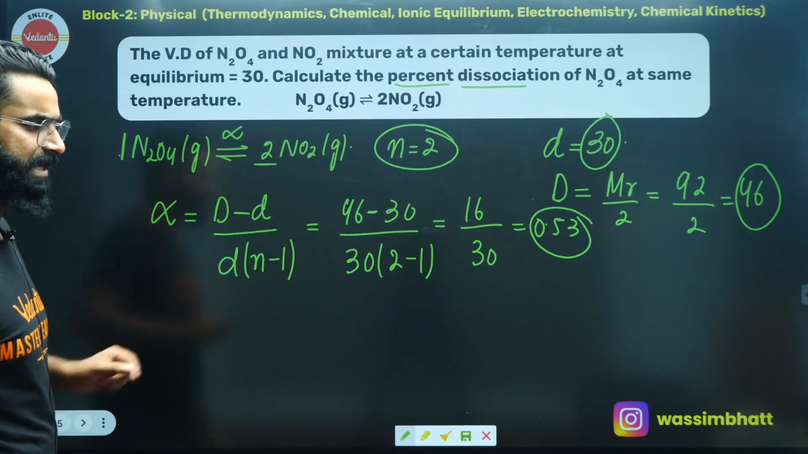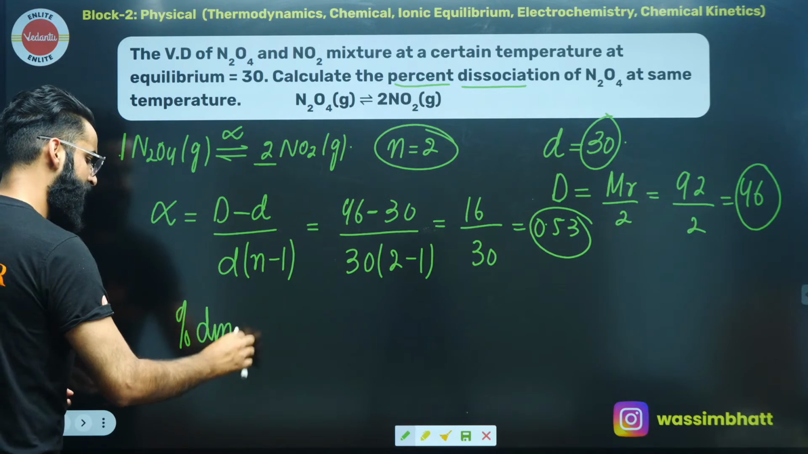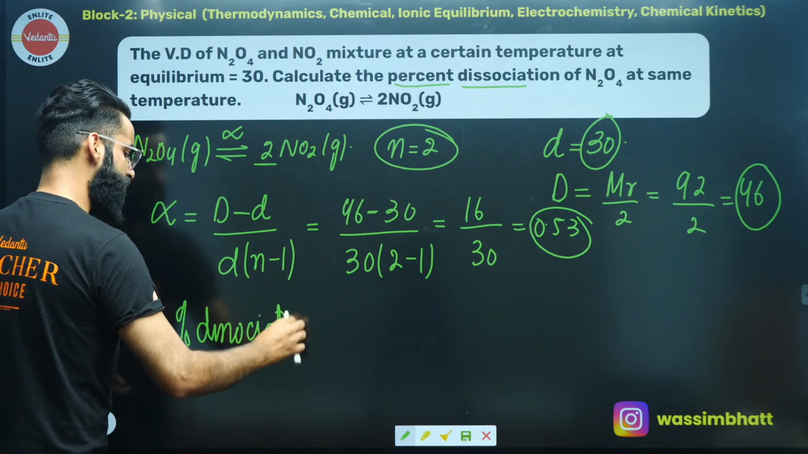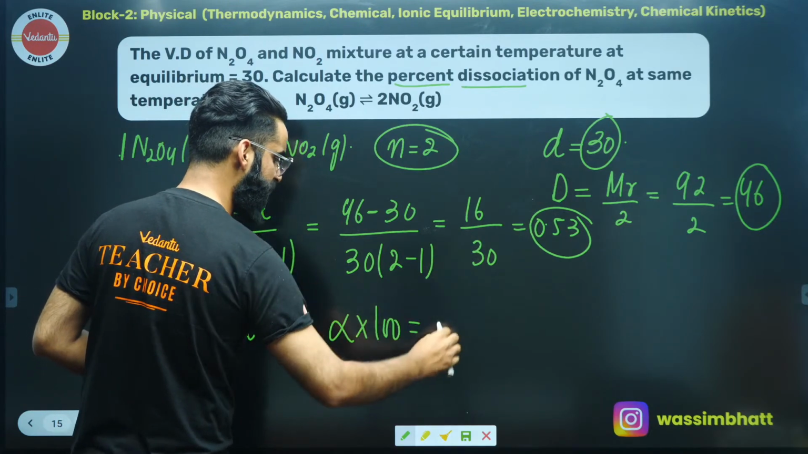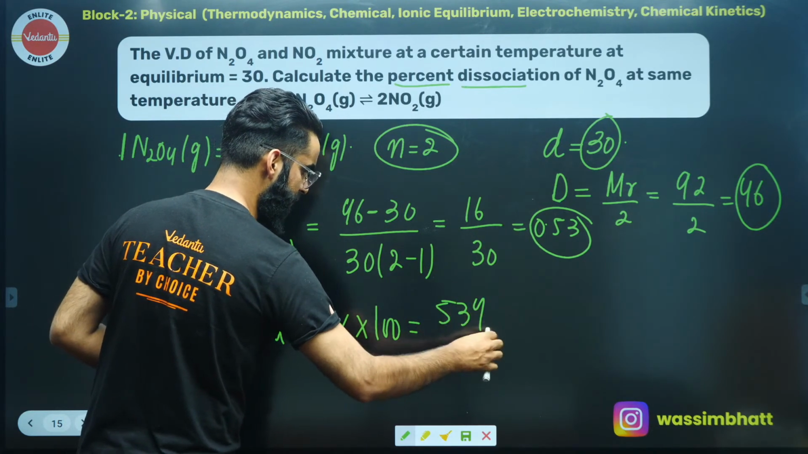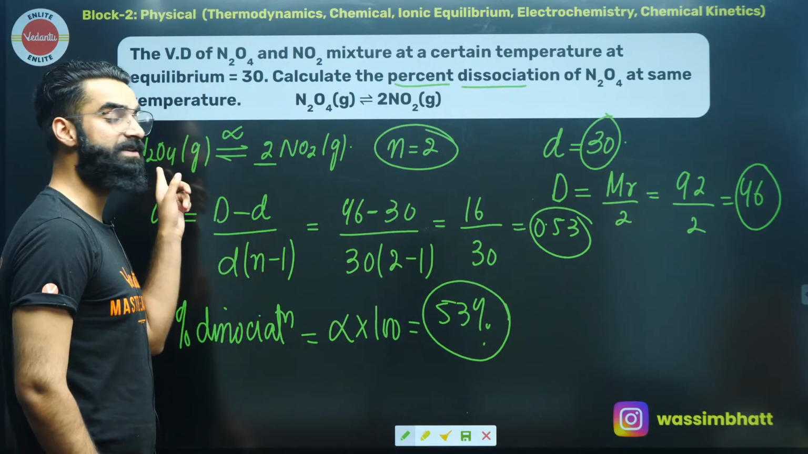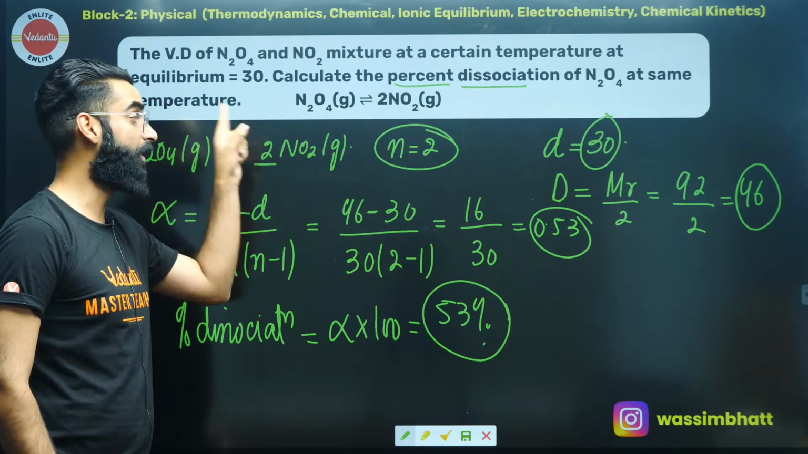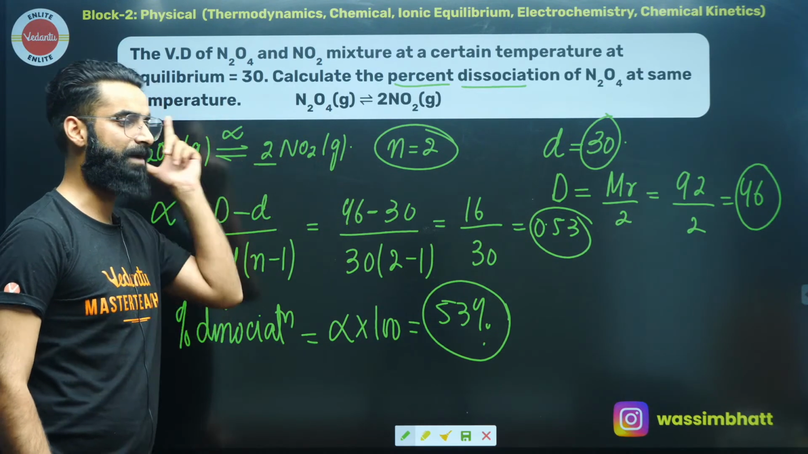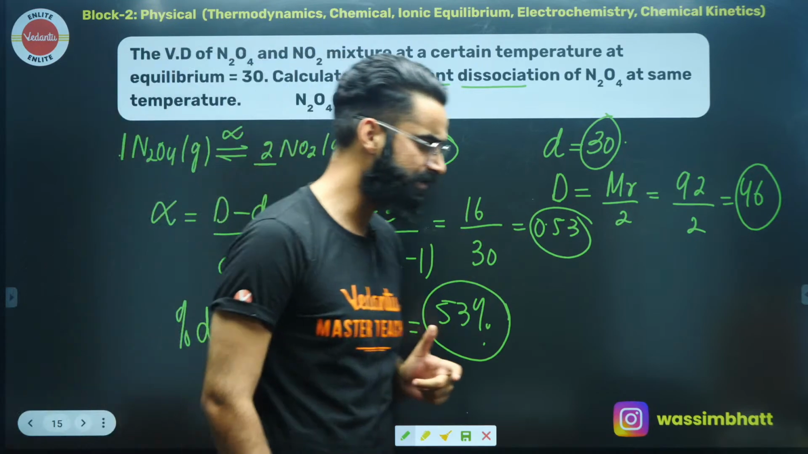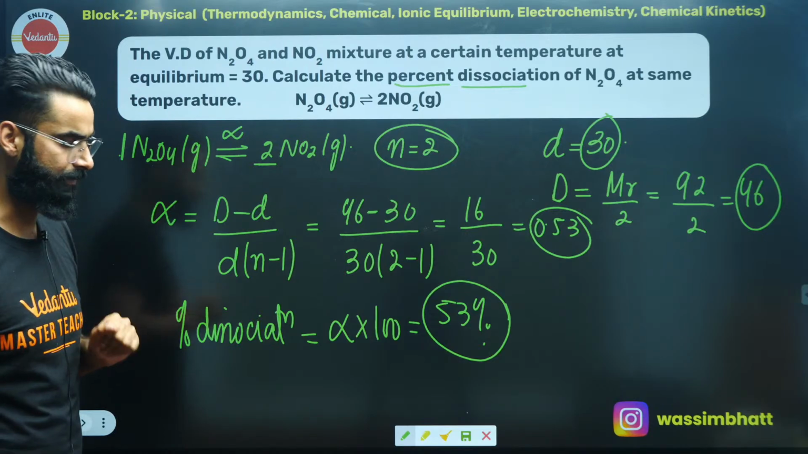But were we supposed to calculate the value of alpha? No, we were supposed to calculate the percentage dissociation. And let me tell you, percentage dissociation is just alpha multiplied by 100. So 0.53 multiplied by 100 comes out to be 53%. So what is meant by 53%? It means 53% of N2O4 would have got converted into NO2, then only equilibrium would have established in this particular reaction, right? That's something which I was supposed to calculate. I'm sure this is clear to every one of you.